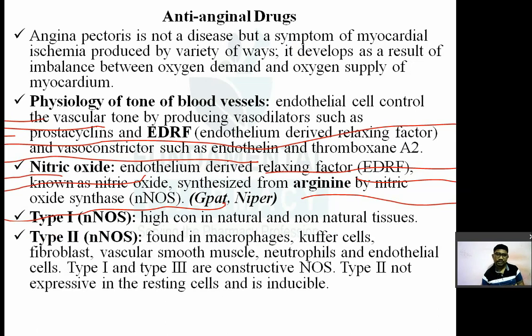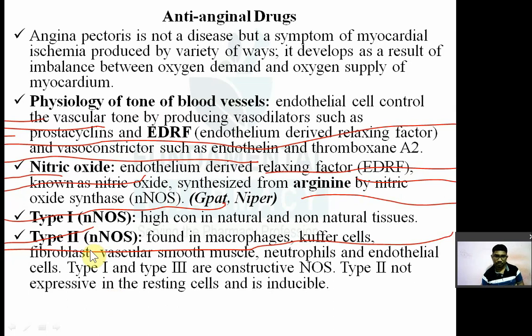Type 2 nitric oxide synthase is found in the macrophages. Macrophages means the macrophage cells of your blood. The macrophages in the blood have type 2 nitric oxide synthase. Then Kupffer cells are found in the liver. Okay, so then fibroblasts, vascular smooth muscle, neutrophils and endothelial cells. So type 2 is found in endothelial cells, neutrophils, vascular smooth muscle, macrophages, Kupffer cells. Okay, type 1 and type 2.